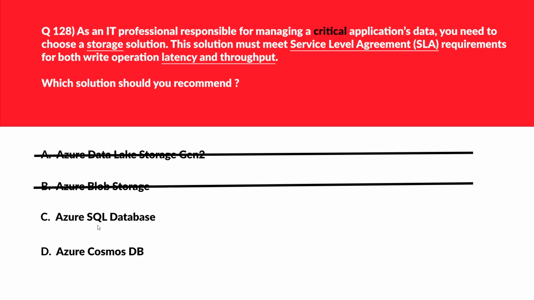C says Azure SQL Database. Azure SQL Database provides the SLA for latency and throughput, but it's not the best fit especially for mission critical scenarios as required by the question. Therefore, wrong answer. We are left with option D, Azure Cosmos DB. Cosmos DB offers comprehensive SLA for both latency and throughput, which is required by the question. It is designed especially for mission critical applications and can handle various data models.